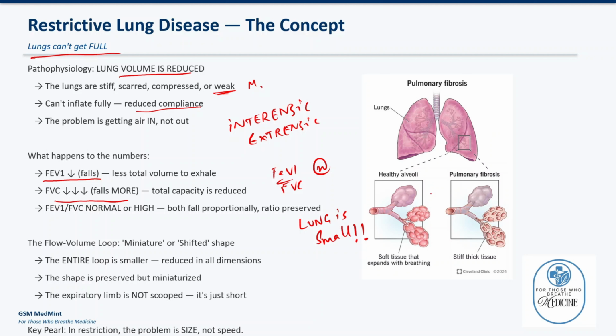The flow volume loop shows a miniature shape. The entire loop is smaller in all dimensions, but the shape is preserved. So it is not scooped like in obstructive pathology. It is just miniaturized. The expiratory limb is short but not concave. This is the picture of restriction.